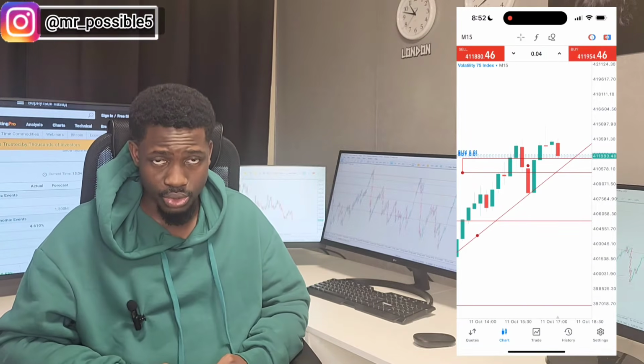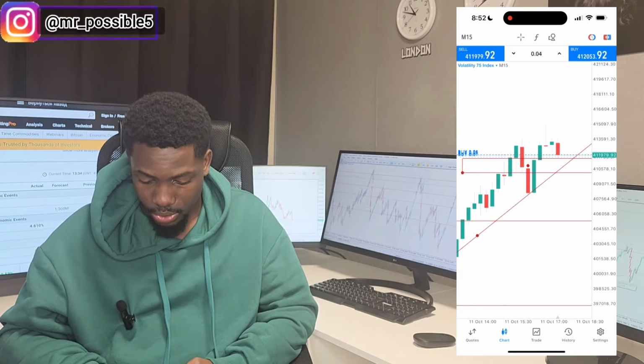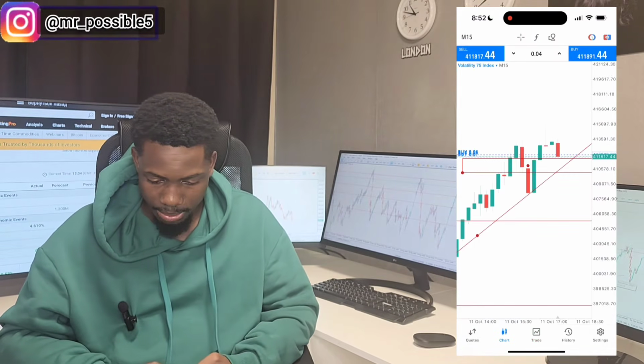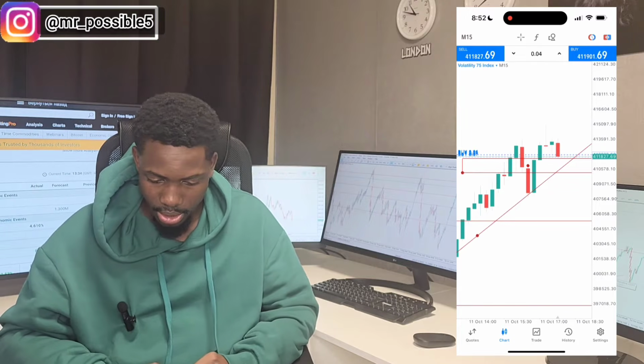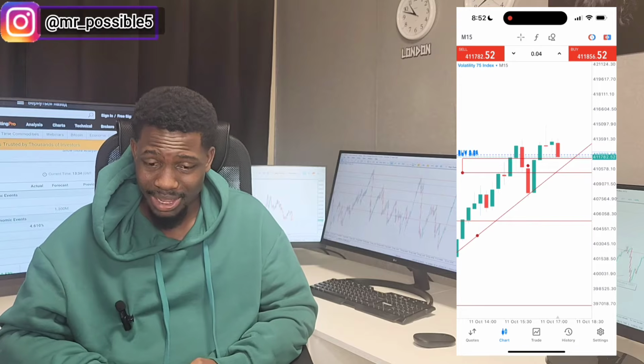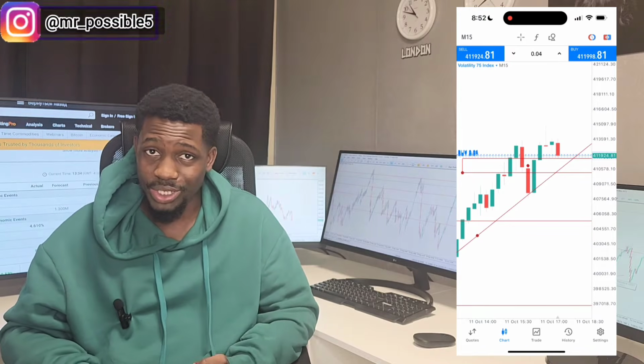Let's actually just increase to 0.04. So if I go into the trades now, this is actually what I'm having. I'm using 3 to 1, so we're not trying to risk so much, but at the same time, we're not trying to just waste a perfect formation like that, right? So that's actually the thing.